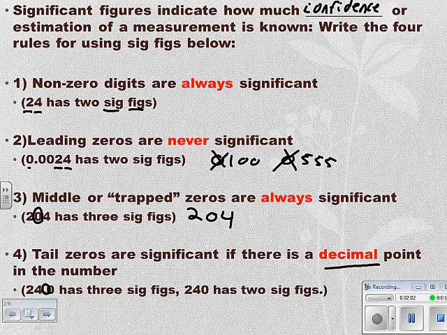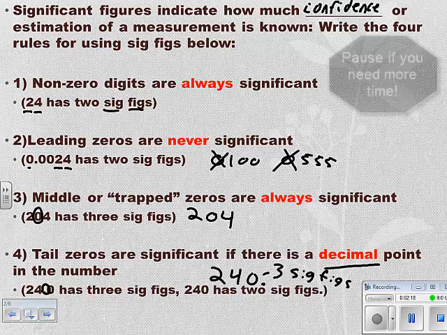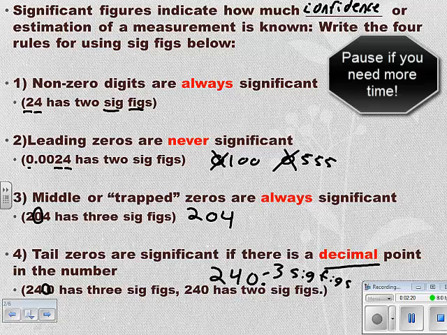Now, another tricky thing you might see is if you see the number written like this, 240 decimal point. Well, since that decimal point is there, this number still now has 3 sig figs. Some people find that kind of tricky. So make sure you understand how to use those. Write them down, memorize them, because they will come back and you need to know them.